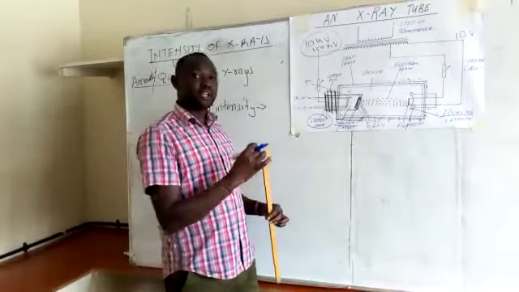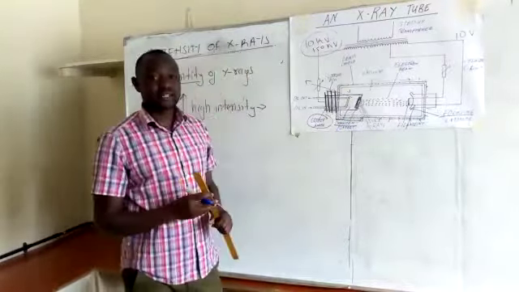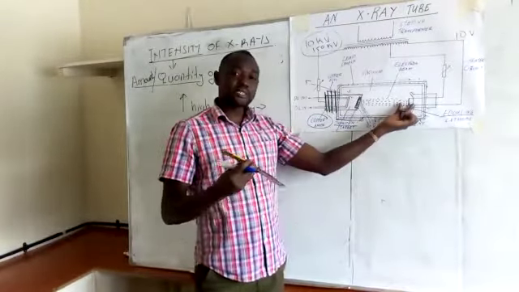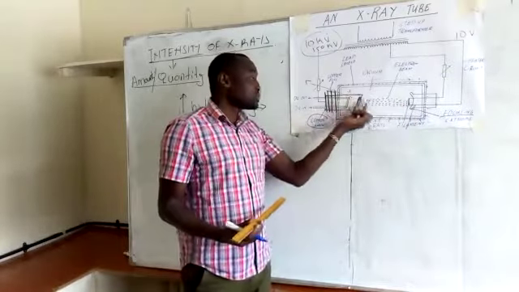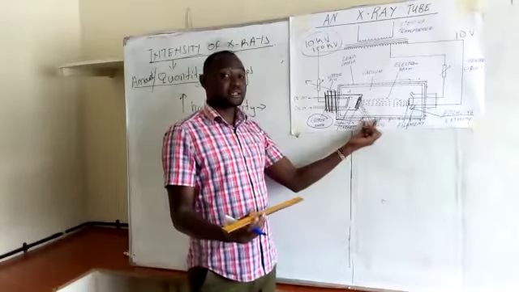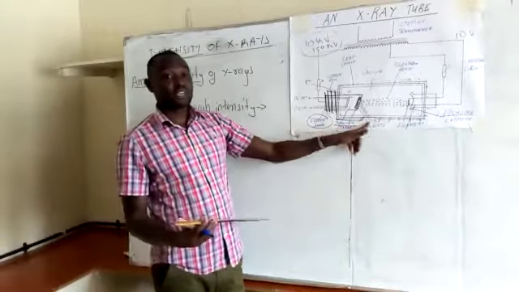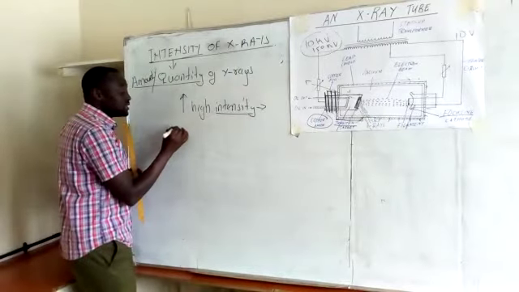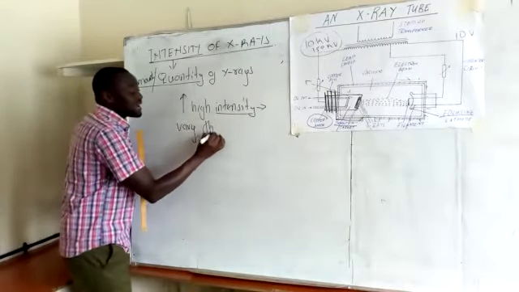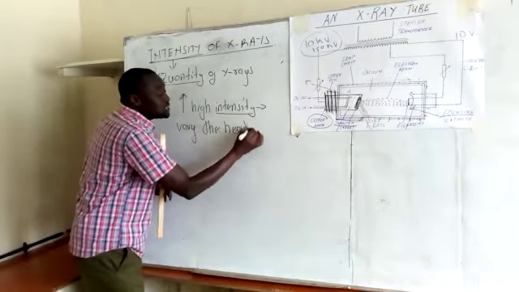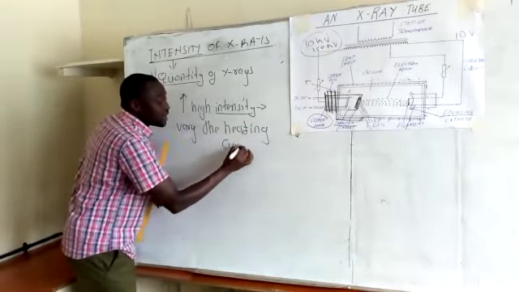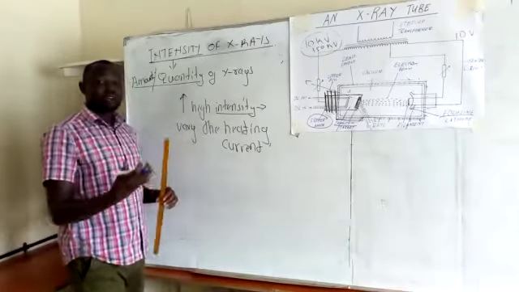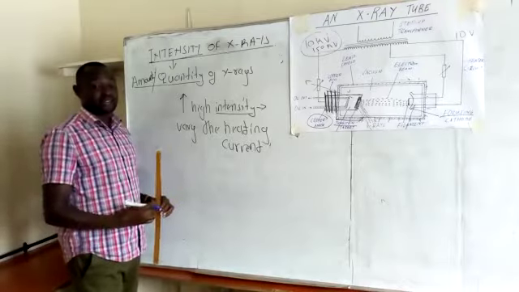When we want to reduce the intensity of the X-rays, we simply reduce the heating current. Therefore, we produce fewer electrons, and therefore we are going to have X-rays of low quantity, of low intensity. So please note, to vary the intensity, we simply vary the heating current. And what effect does this have? When we vary the heating current, we vary the number of electrons that are produced by the cathode.